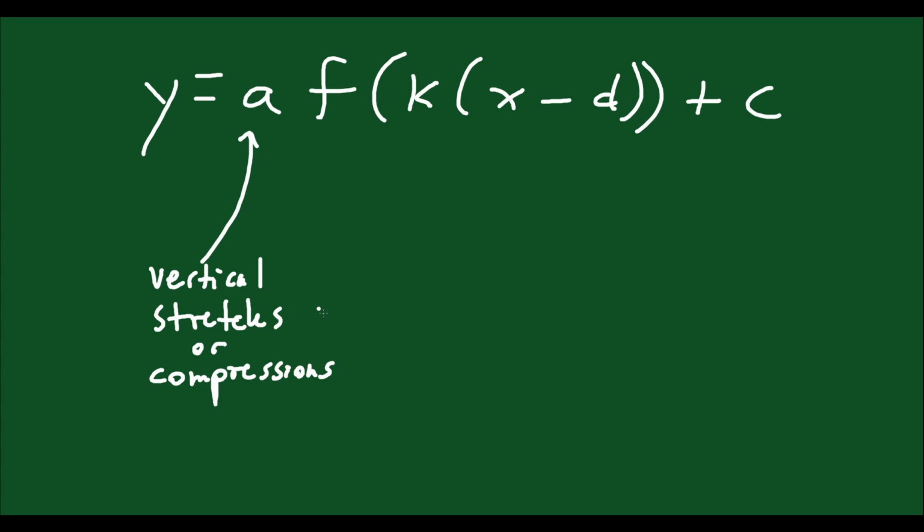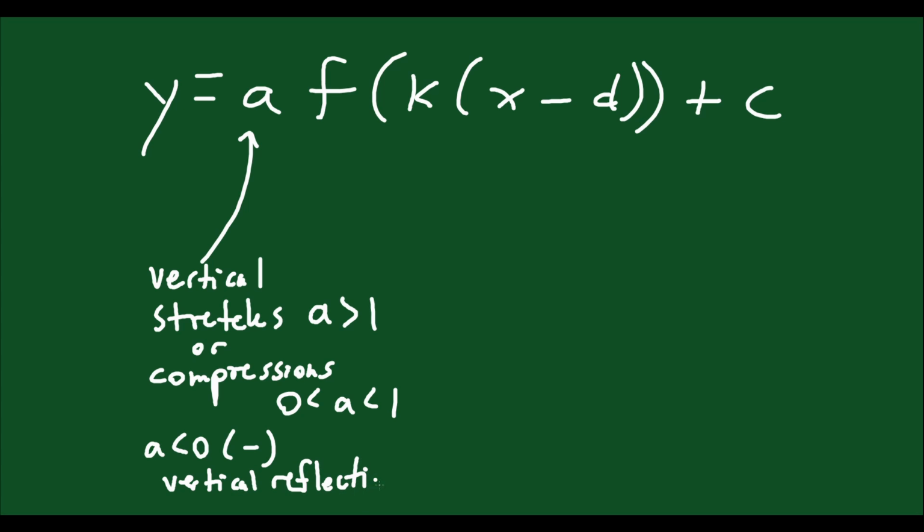If the a value is greater than 1, we're talking about a vertical stretch. If a is less than 1, or actually more specifically, if a is between 0 and 1, right? If it's a fraction like a half or a quarter or 2/3 or something like that, that indicates that we have a vertical compression and your graph is getting shorter and wider. Now, what if a is less than 0, right? What if a is a negative? Well, if a is less than 0, that would mean that we have a vertical reflection. Or in other words, we're reflecting over the x-axis, right?